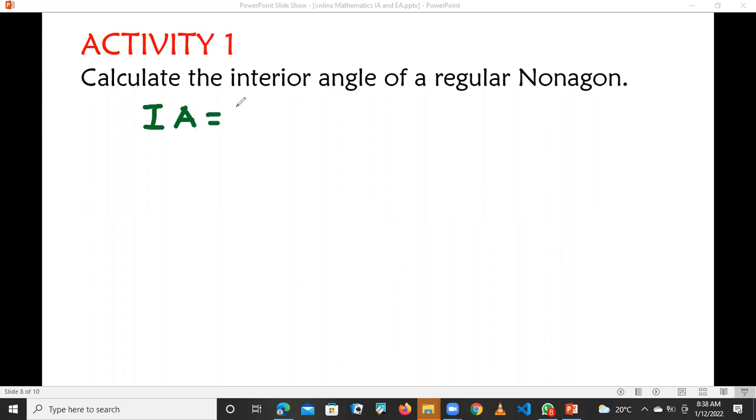We said interior angle is equal to 180 degrees minus exterior angle. That is what we said. That was the first thing that we said. Then number two, we need to understand this regular polygon. Nonagon has got how many sides? It has 9 sides. Thank you very much. So we are saying that this nonagon has got 9 sides.